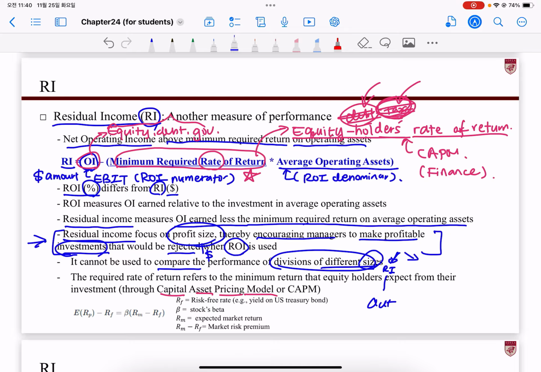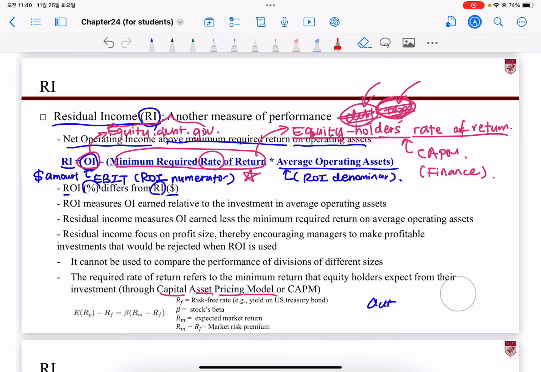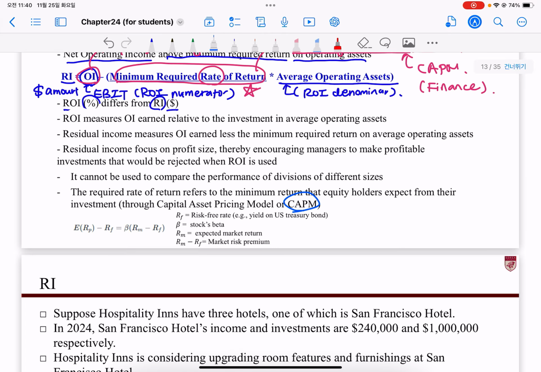Okay, so then let us focus on how we can get the minimum required rate of return. So as said, the minimum required rate of return is based on a CAPM, which is the following. So this is the expected portfolio return. Expected return on a portfolio. Let's say this is just a company's expected return.